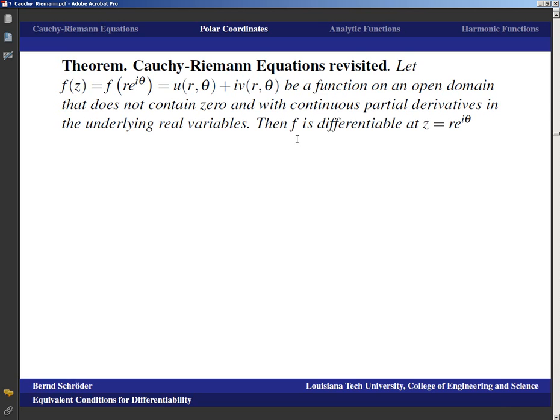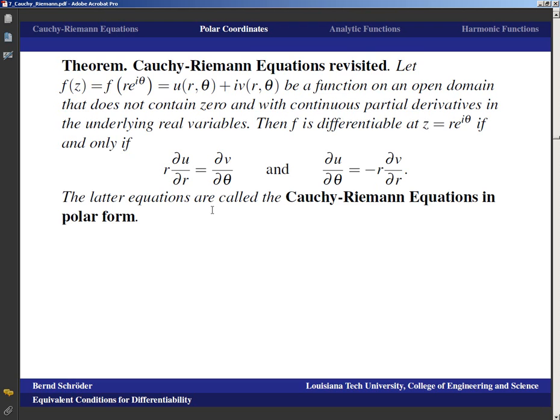Okay, we will say that then f is differentiable at z equals r times e to the i theta, if and only if r du dr is dv d theta, and du d theta is negative r dv dr. These latter equations are called the Cauchy Riemann equations in polar form. So again, we have something where the various partial derivatives are related to each other. Always the opposites are related to opposites, du dr, dv d theta, du d theta, dv dr. We also have, again, a negative sign stuck in here.